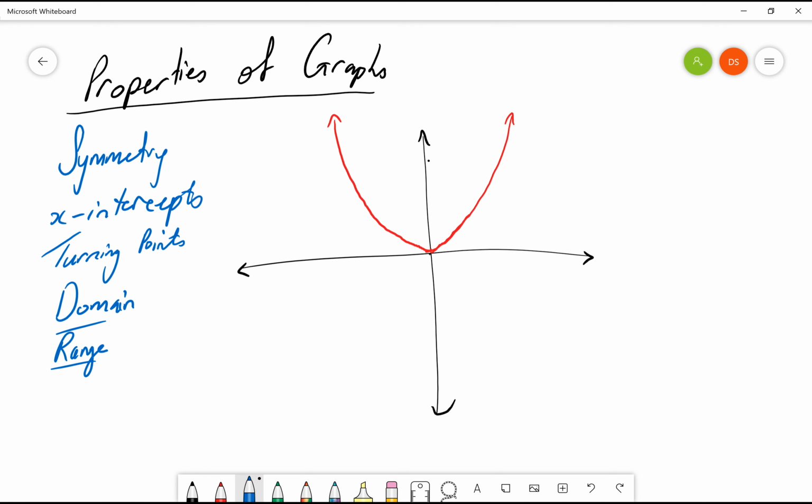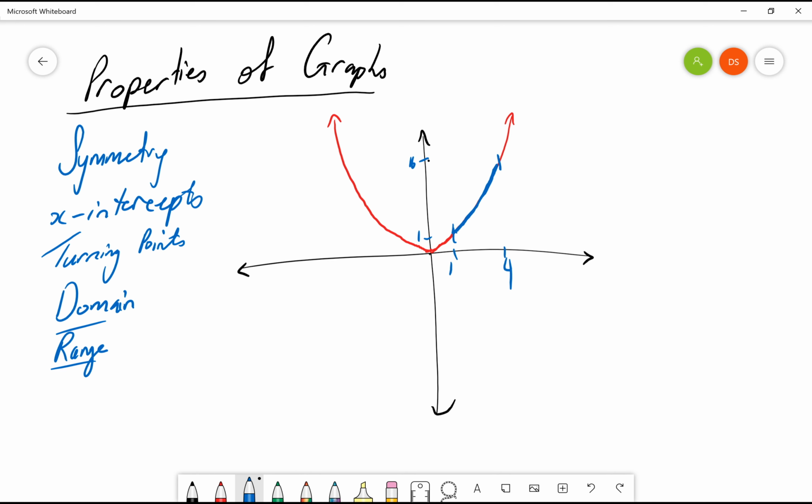So if I only want to look at this part of this graph here, between 1 and 4, then 1 and 16 becomes my range, and 1 to 4 becomes my domain. That's the kind of thing I was trying to get at last time, but it was really hard for me to do without a whiteboard. So the domain is what x values you can plug in, and the range is what y values you get out.